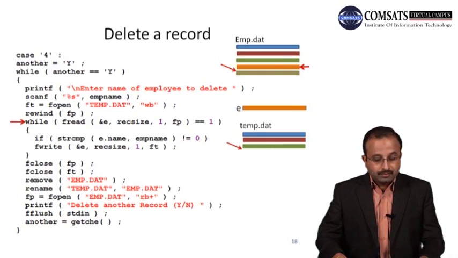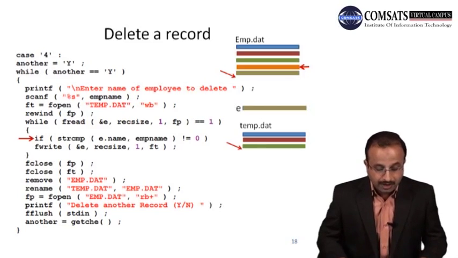Then it comes to the while condition. while में सबसे पहले fread execute होगा. It reads the record, read कर लिया, वो e में write कर दिया, and file pointer points to the end of the file because that was the last record in emp.dat file. And then it comes inside the while loop के block में आ जाएगा because the condition in the while loop is true. It checks the if statement, if string compare e dot name. Now e dot name is not equal to emp name.